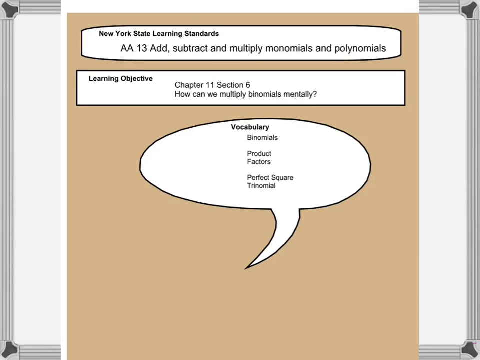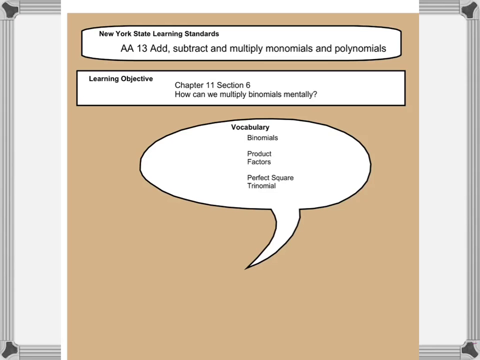Okay, so today we're going to go over how we can multiply binomials mentally. This is chapter 11, section 6 in the AMSCO book. And this still covers AA13, which is add, subtract, multiply monomials and polynomials.